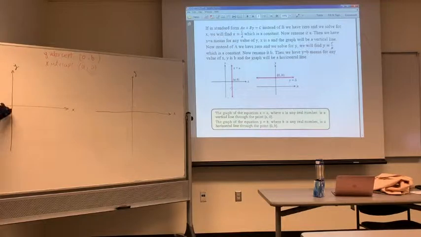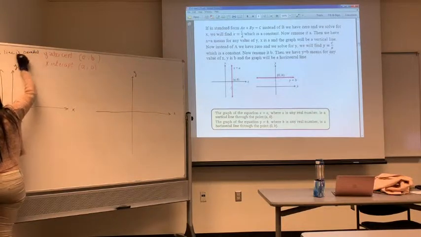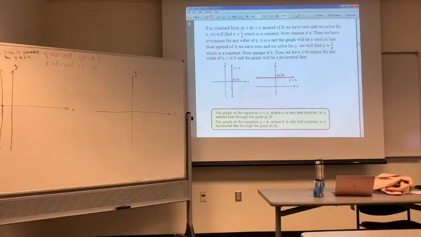I'm going to pass a line parallel to the y-axis. So this line is parallel to the y-axis. This line will have a formula, just one fixed formula.